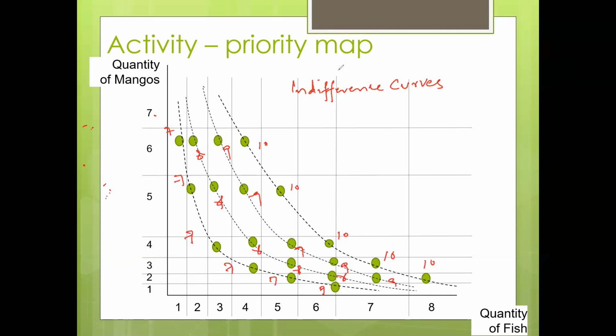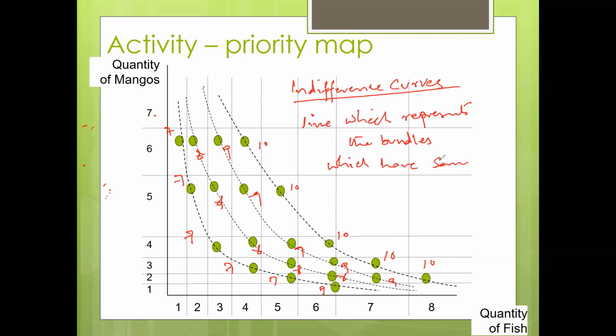So an indifference curve is a line which represents the bundles which have the same utility value. Okay, so it has the same utility value.